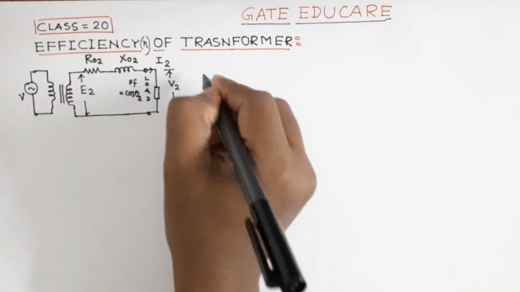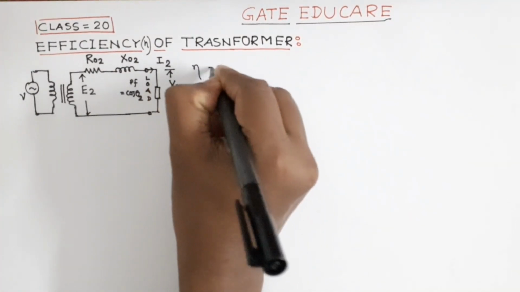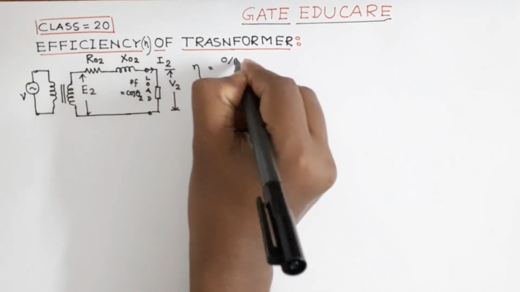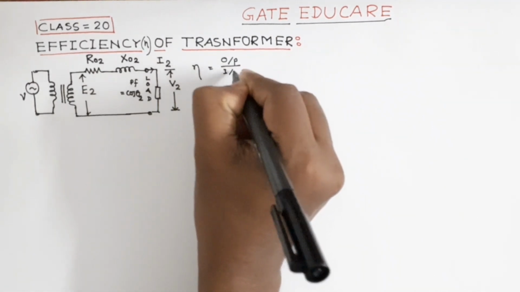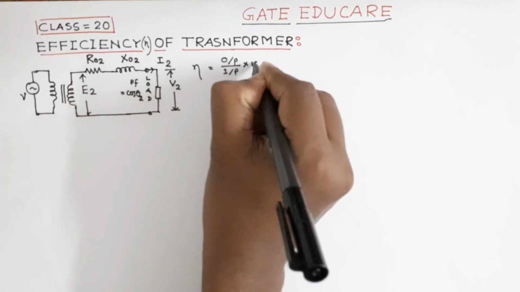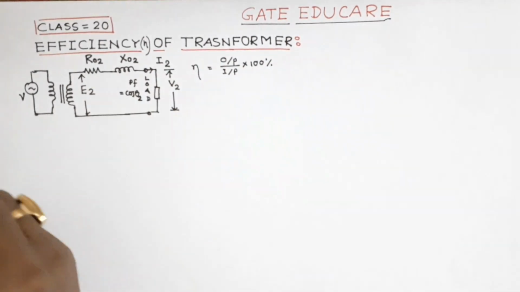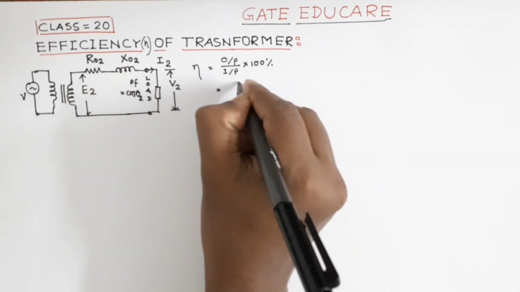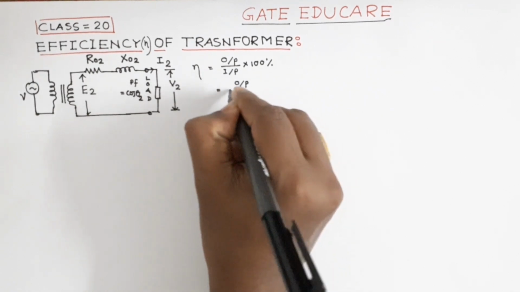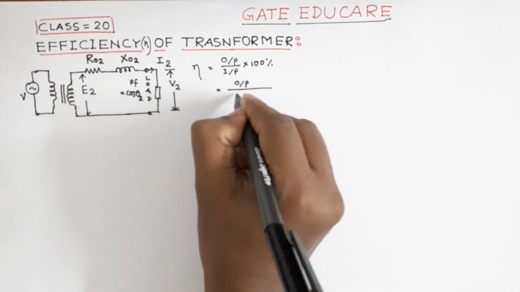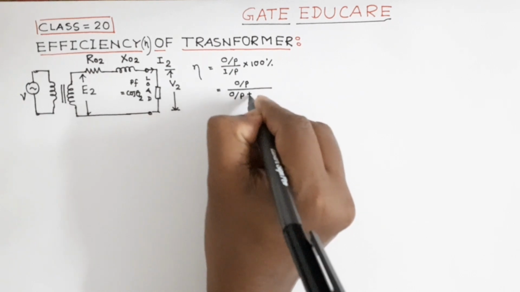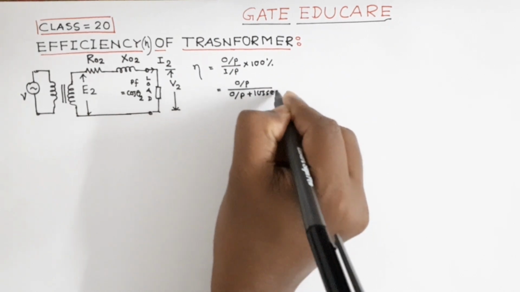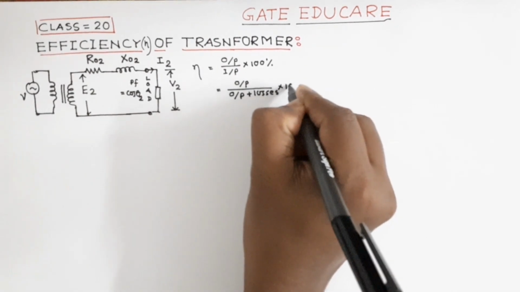Now the efficiency is defined as output by input into 100%. Therefore, it is given by output divided by input, and input is the output plus losses, into 100%.